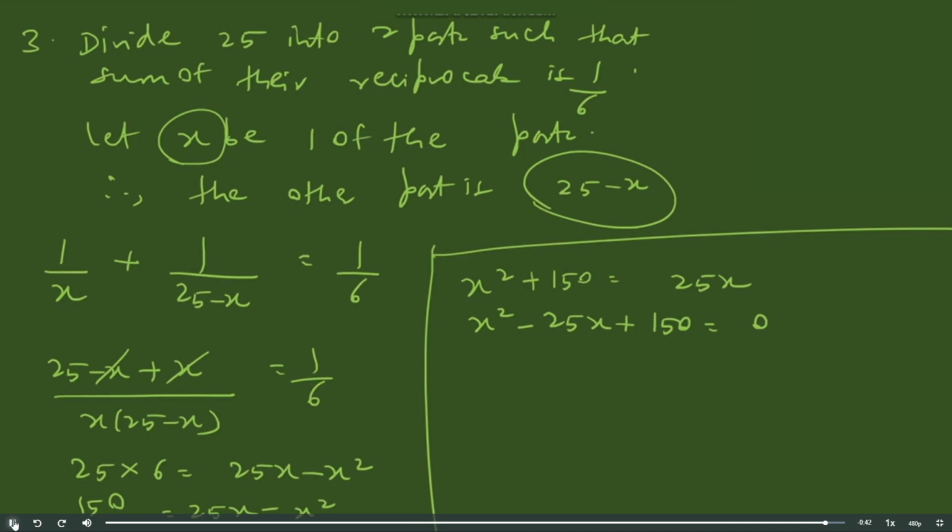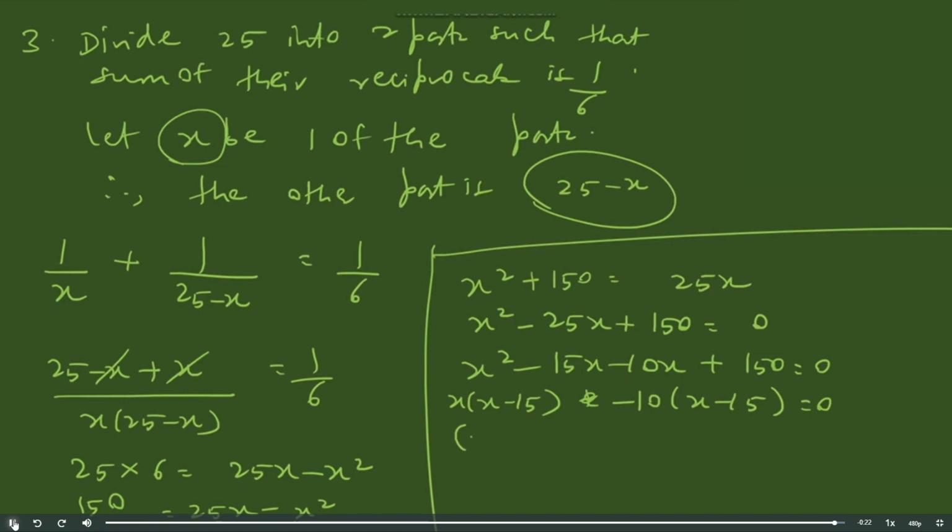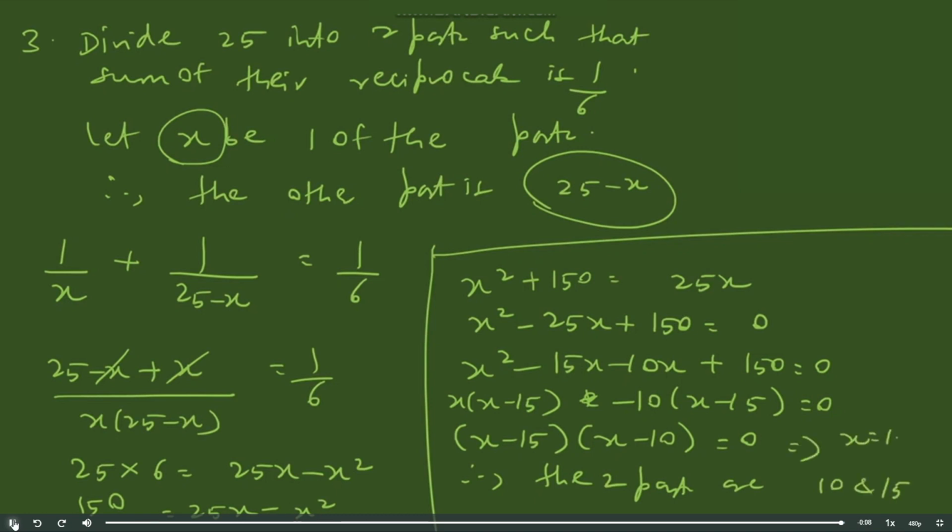This can be taken as 15 and 10. X square minus 15x minus 10x plus 150 is equal to 0. X into x minus 15 minus 10 into x minus 15 equals 0. X minus 15 into x minus 10 equals 0. Therefore, the two parts are 10 and 15. Here you can solve: x is equal to 10, x is equal to 15. Okay, so the two parts are 10 and 15.